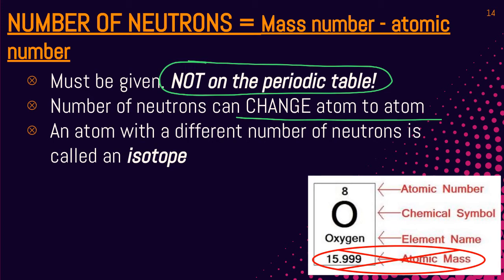An atom with a different number of neutrons is called an isotope. I recommend you highlight, star, underline that word. An atom with a different number of neutrons is called an isotope. Carbon-14 is an isotope of carbon. Carbon-12 is an isotope of carbon. They both have 6 protons. They both have an atomic number of 6, but a different number of neutrons.